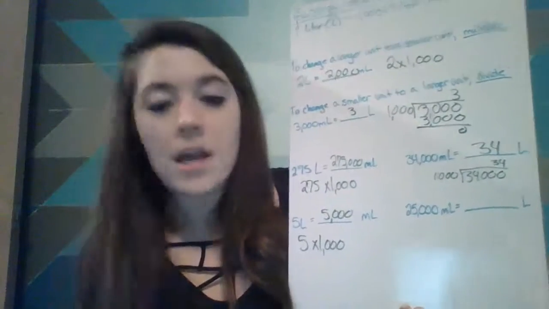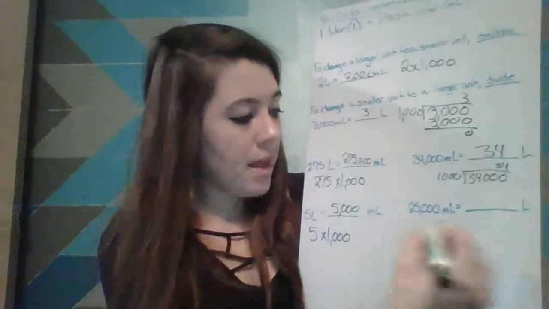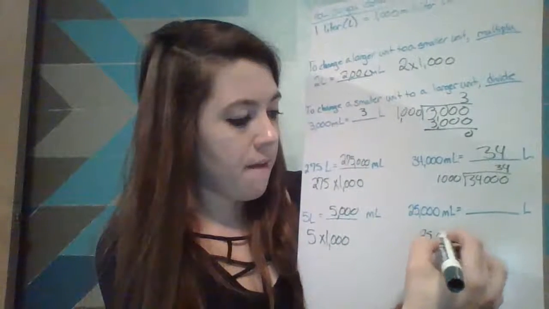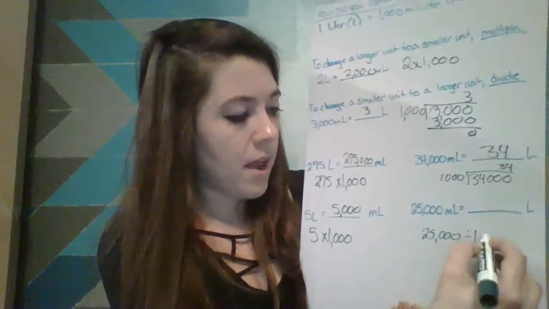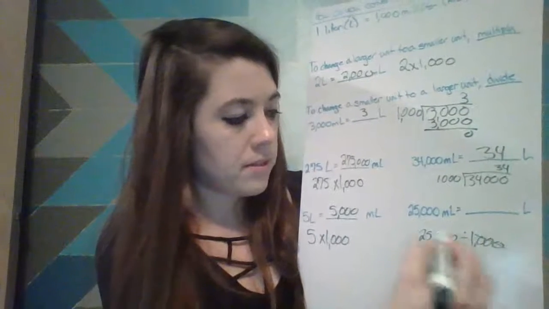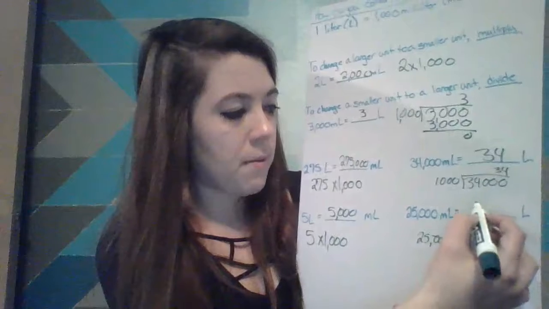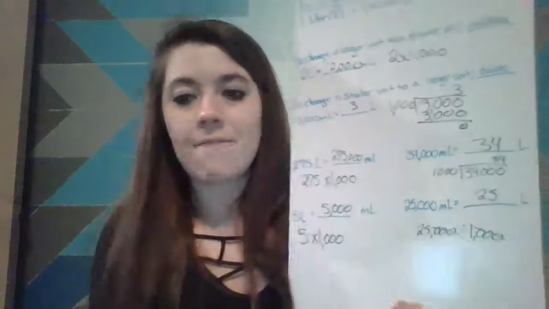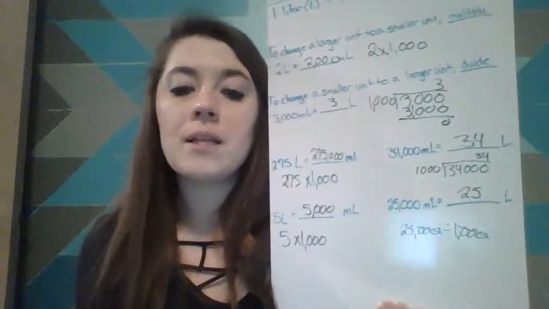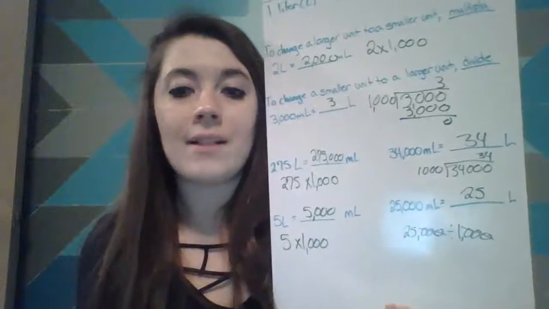25,000 milliliters to liters. Once again, we're going to divide. So we're taking 25,000. We're dividing it by 1,000. The zeros all cancel. 25 divided by 1 is just 25. So 25,000 milliliters equals 25 liters.